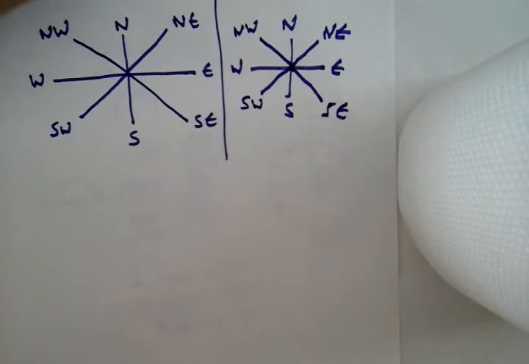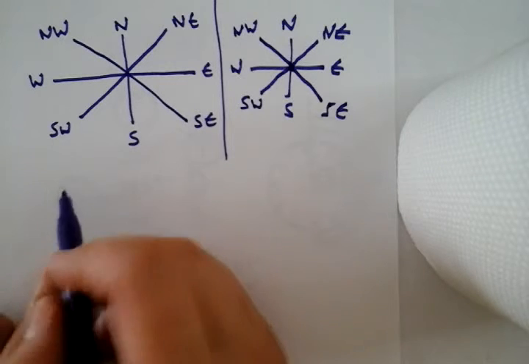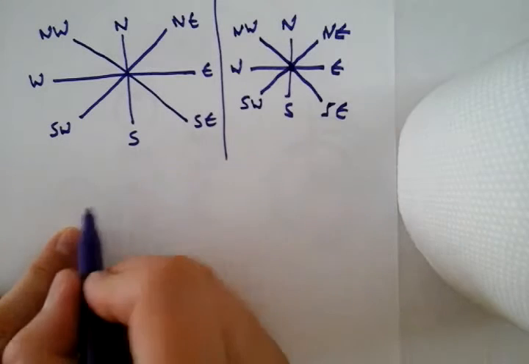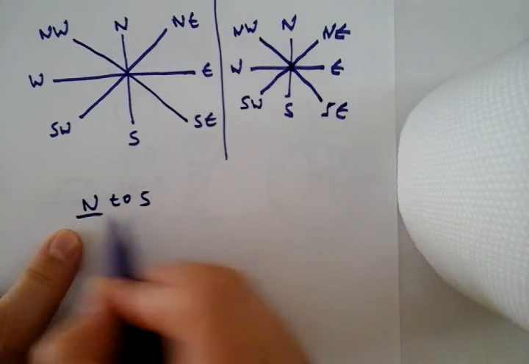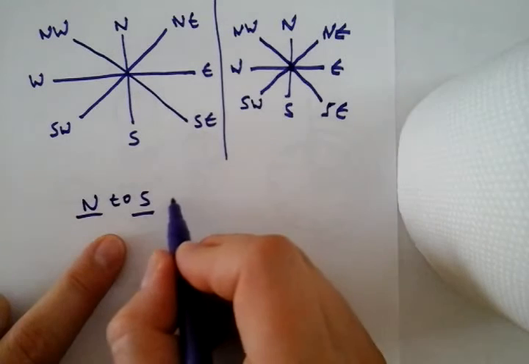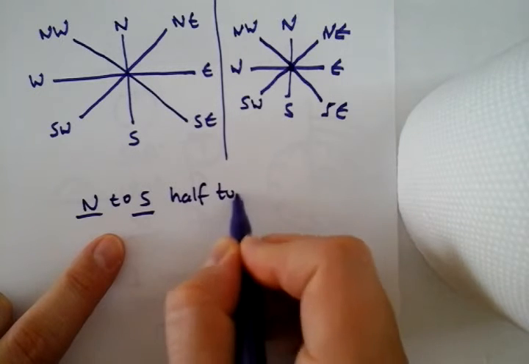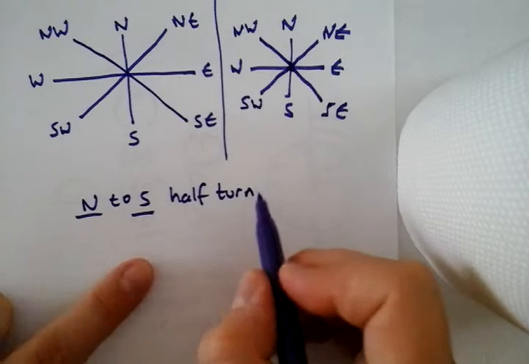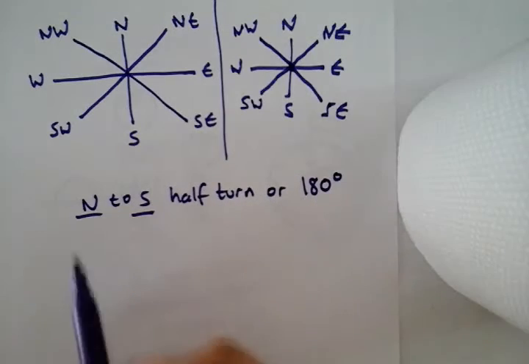So in this example, they're saying that turning in a clockwise direction from north to south is half a turn, or 180 degrees. So let's check this out.